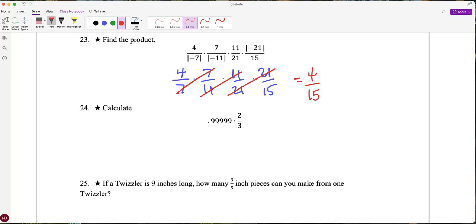Calculate this. When you divide 99999 by 3, you get all threes. And you multiply that by 2, and you get all sixes.